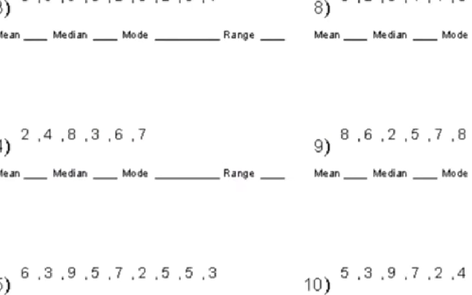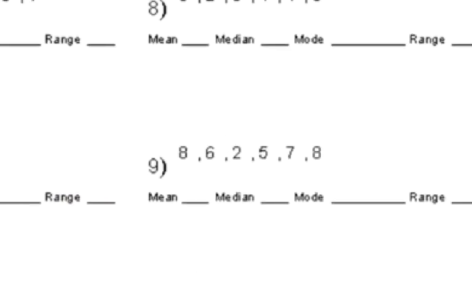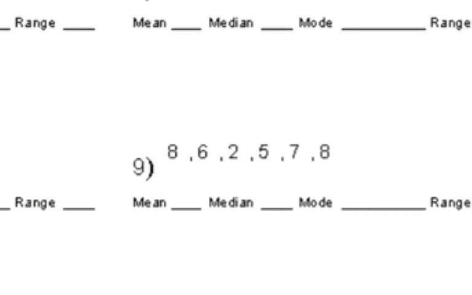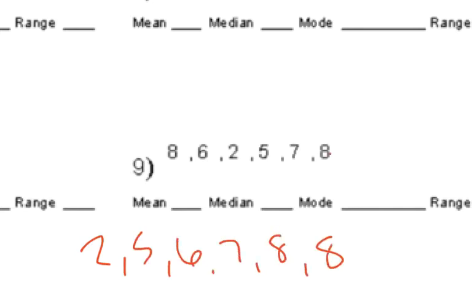Let's try this one. Put them in order. 2, 5, 6, 7, 8, 8, I think is right. 1, 2, 3, 4, 5, 6. Perfect. Hey diddle diddle, the median's the middle. What's between 6 and 7? 6.5.